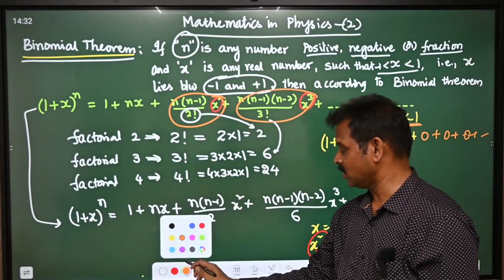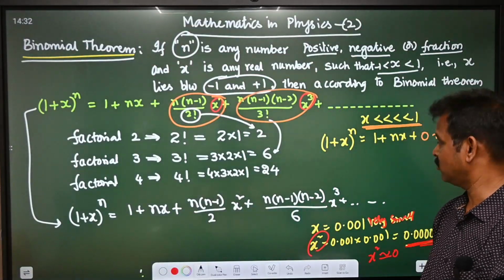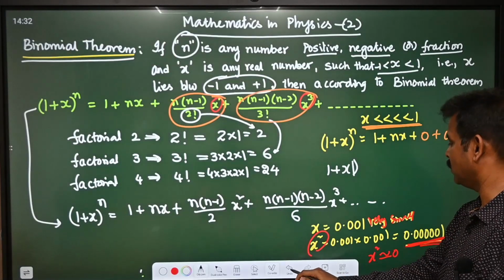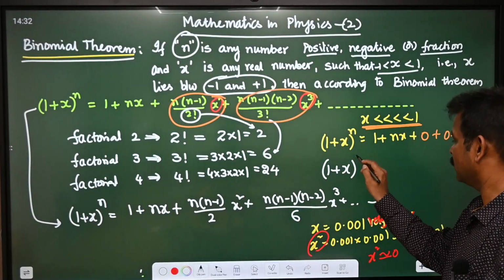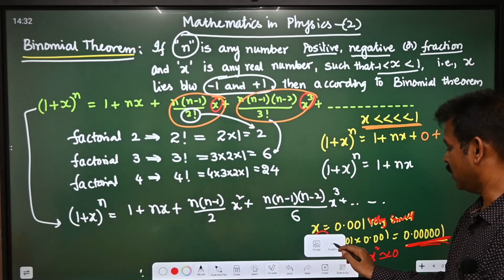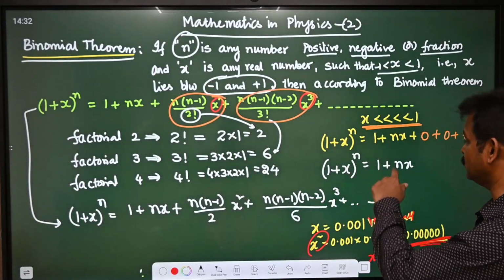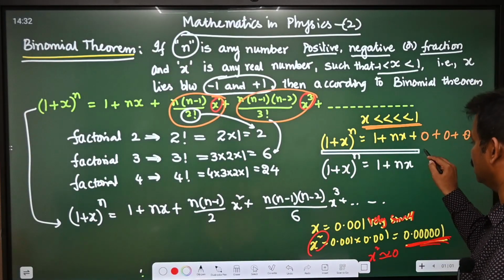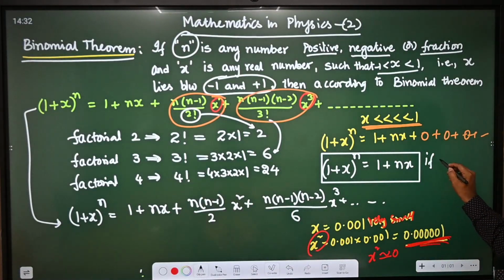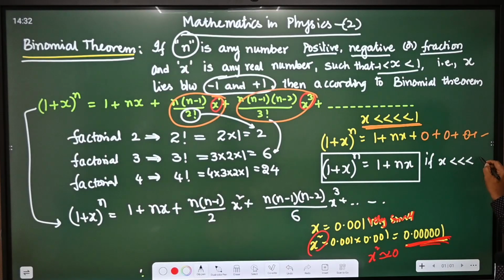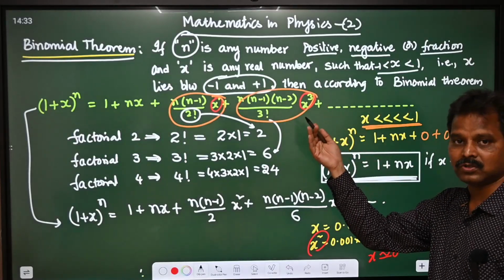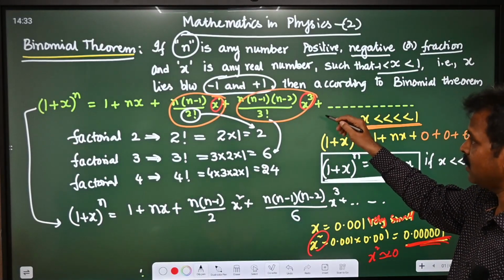That's why finally what we can write in the binomial expansion, (1 + x)^n will become just 1 + nx. We can use this one if the x value is very small. So this is true only if x is very small. If x value is much smaller than 1, then only this given statement is correct. For all other values of x, we have to use this binomial theorem.